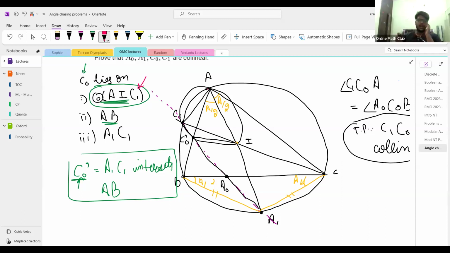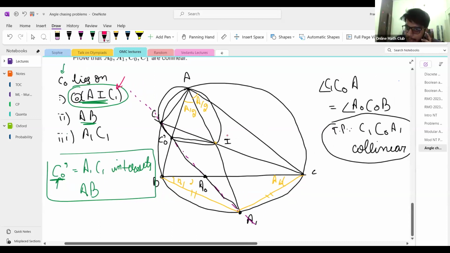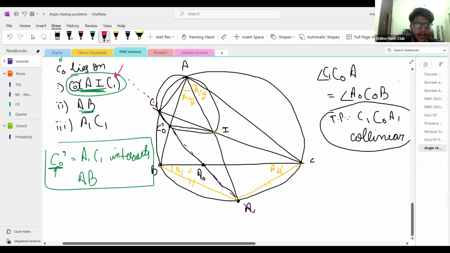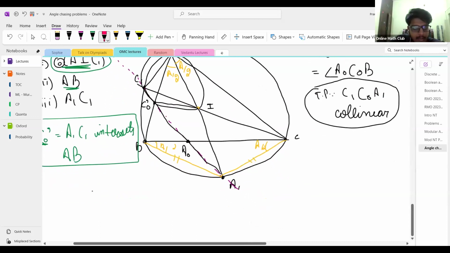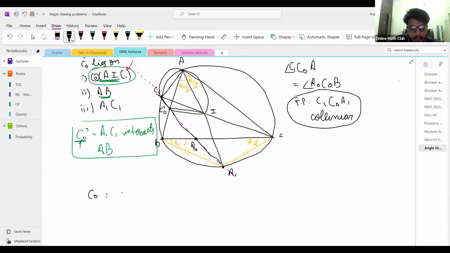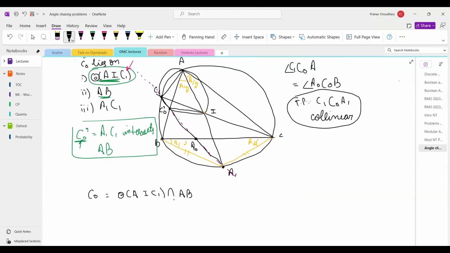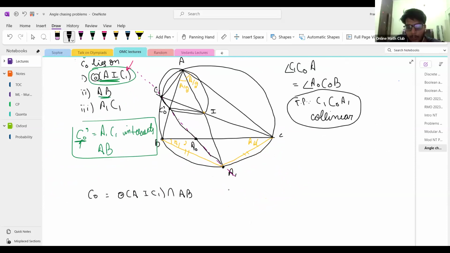No, no, no. Wait a second. I'll try to motivate it again. See, the initial problem asks you to prove something. So C0 is a point which is the intersection of this circle and this line, AB, right? This is the intersection symbol, right? Yes. And I want to prove C0 also lies on A1, C1, right?